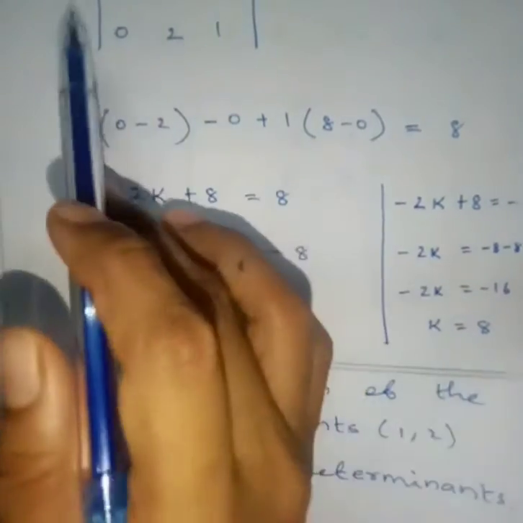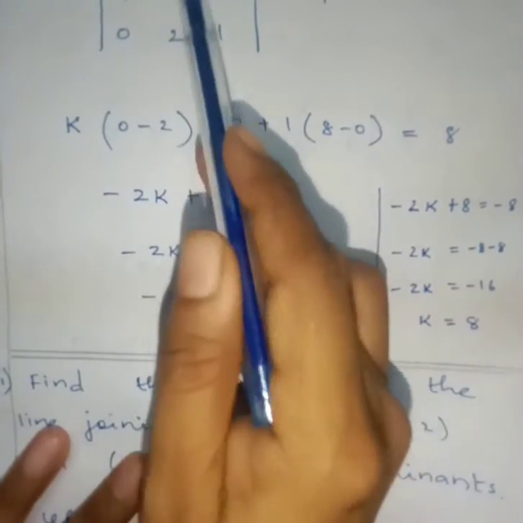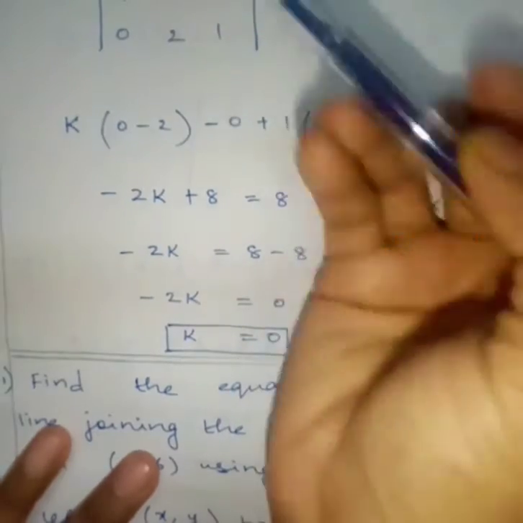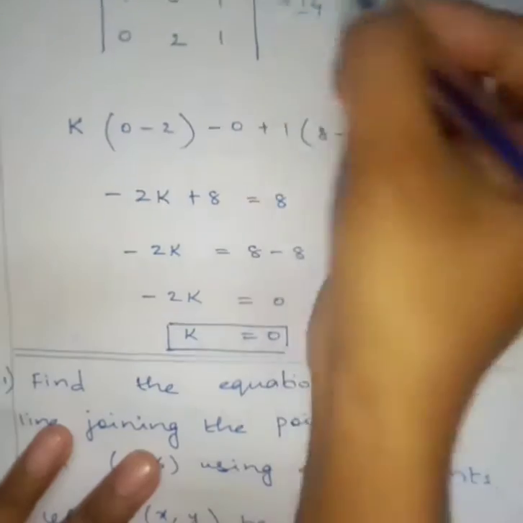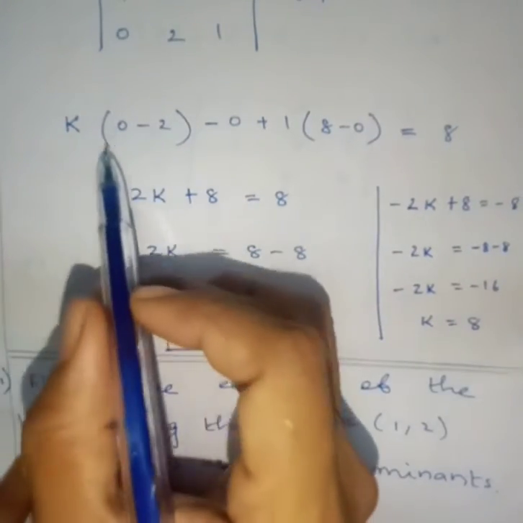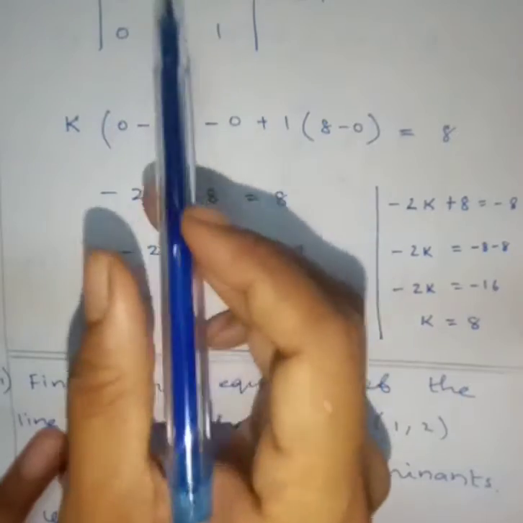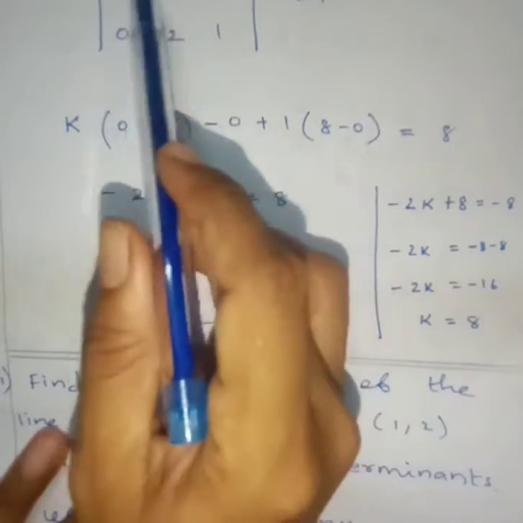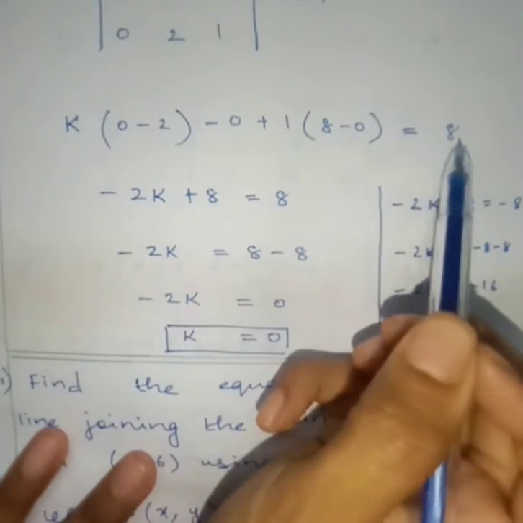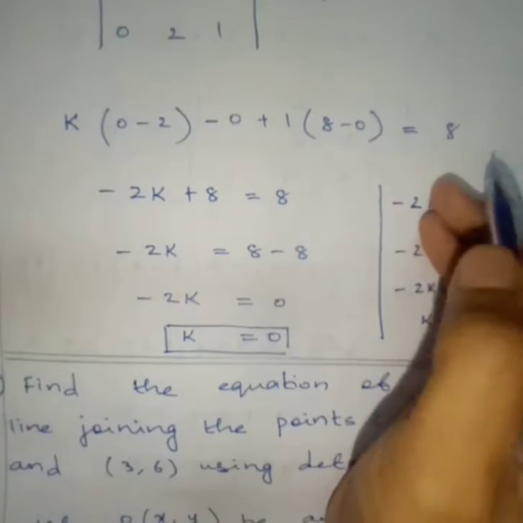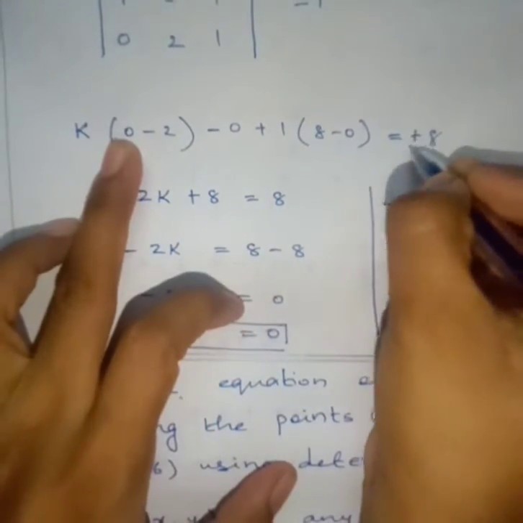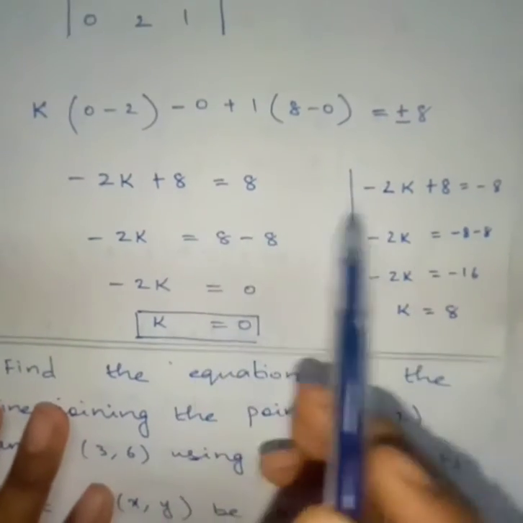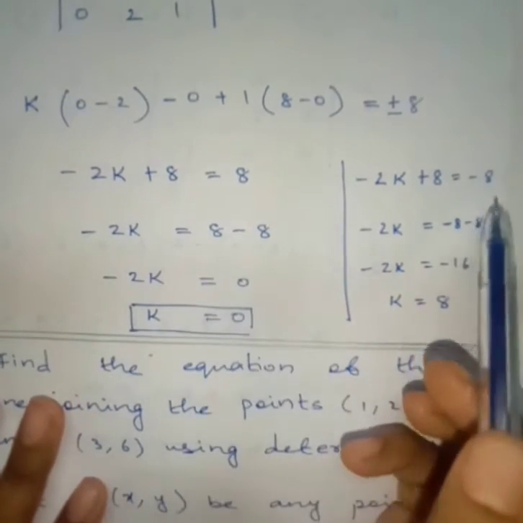Okay, so half K4 0 0 0 2 1 1 1 equal to 4, or you can write here plus or minus 4 also. Okay, so K into, so I am expanding along the first row. K into 0 minus 2 minus 0 here plus 1 into 8 minus 0 is equal to 8, or plus or minus 8. You can write here as plus or minus 8. So minus 2K plus 8. So I am taking two conditions, for plus 8 one condition and minus 8 one condition.